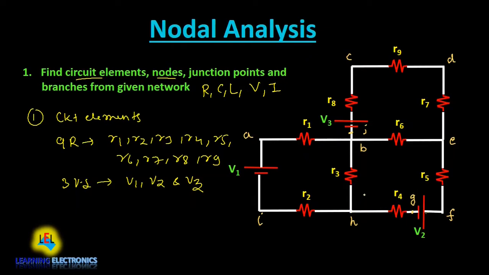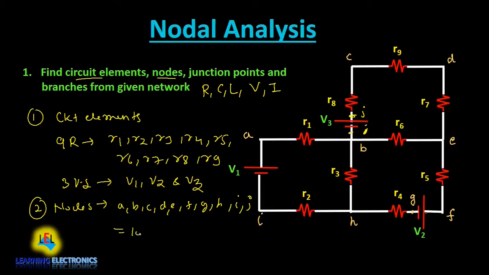H is a node. Then J, J will be between this resistor and voltage source. This is J, this is not J. So here one node is there, J. Then I is there. So how many nodes are there here? A, B, C, D, E, F, G, H, I and J. 10 nodes are there in total. So we have found out the circuit elements and nodes.